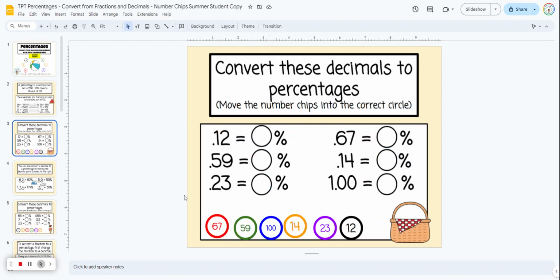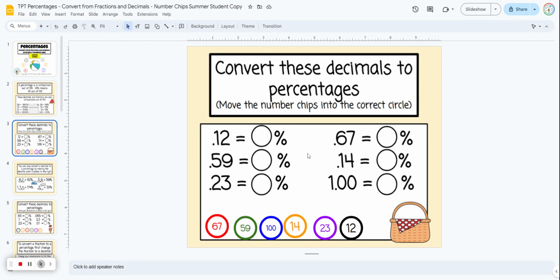So the next slide, students are going to be moving the number chips around their screen. Now every slide has every number that the students need. So as these get more difficult, and they get toward the end of a slide and the numbers aren't working, they know they've made an error somewhere and they need to go back and check. So in that way it's self-checking.